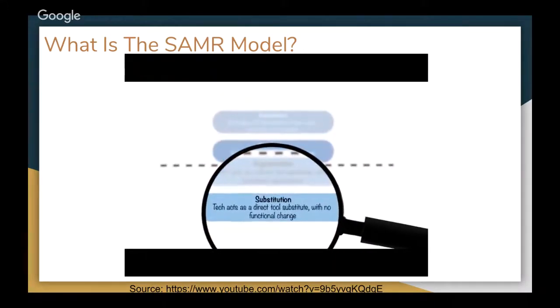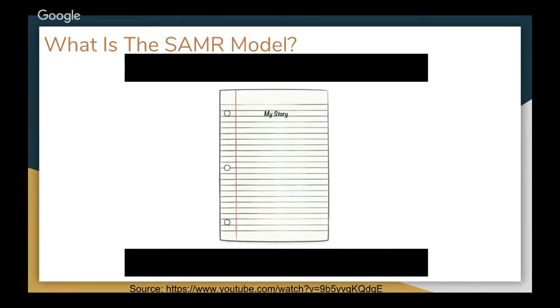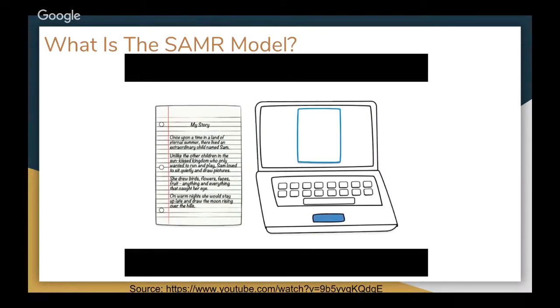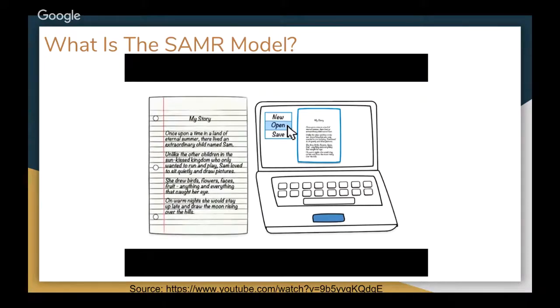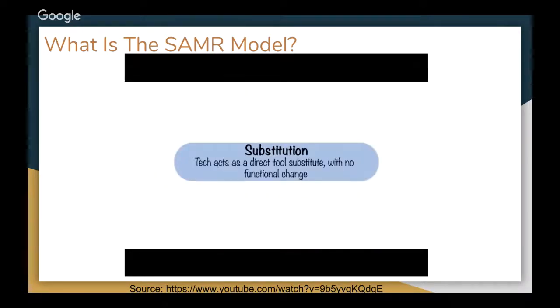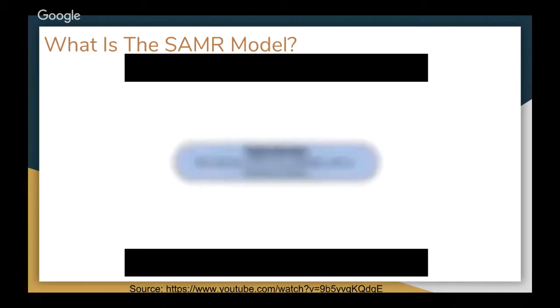In substitution, technology acts as a direct tool substitute with no real functional change to the task. For example, take creative writing. What if you had students write a story using a word processing program? In this case, students are substituting a handwritten story for a typed story. The task is the same with no real change in student engagement.